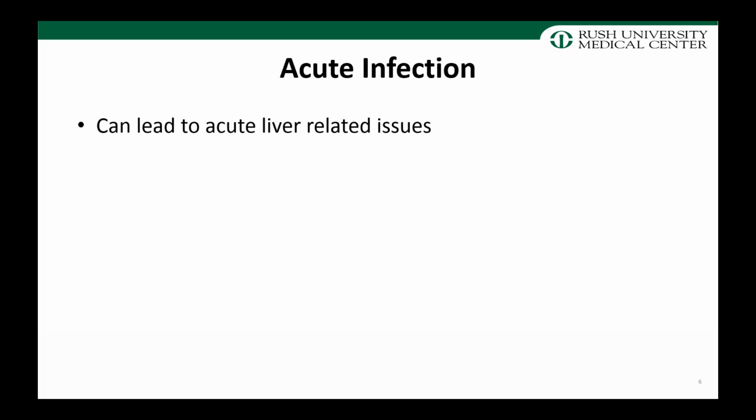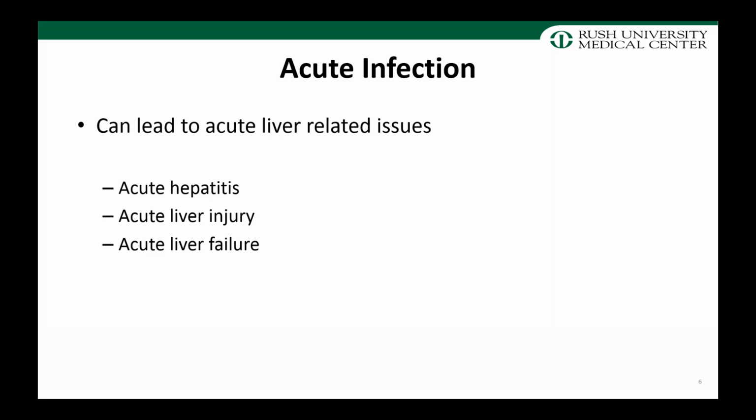These viruses can cause acute infections and lead to acute liver-related issues. These can be acute hepatitis, which is just elevations in aminotransferase levels or liver enzymes, as well as jaundice, and can be as severe as to cause acute liver injury or acute liver failure, where there is so much inflammation and cell death that the liver is unable to function and create clotting factors and proteins that it's supposed to. This can progress to death at times.